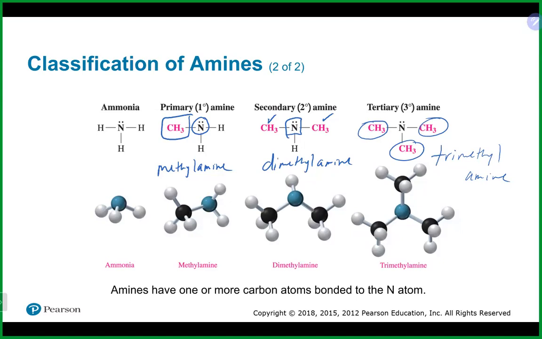Basically just figure out what groups are directly attached to the nitrogen and put them in alphabetical order if they're different groups that are attached. So if you had an ethyl methyl amine, you go alphabetical like normal with the groups if there happen to be different ones attached. Question on that there?